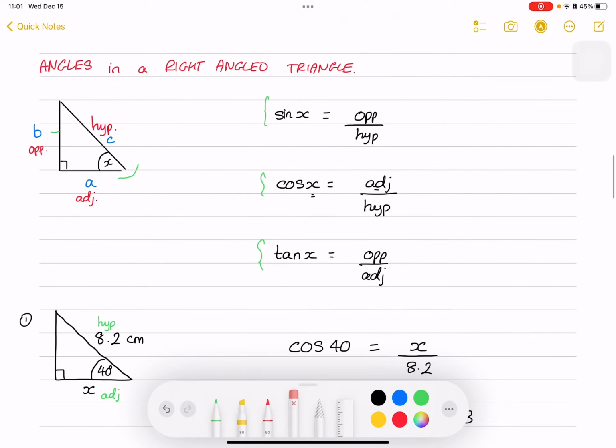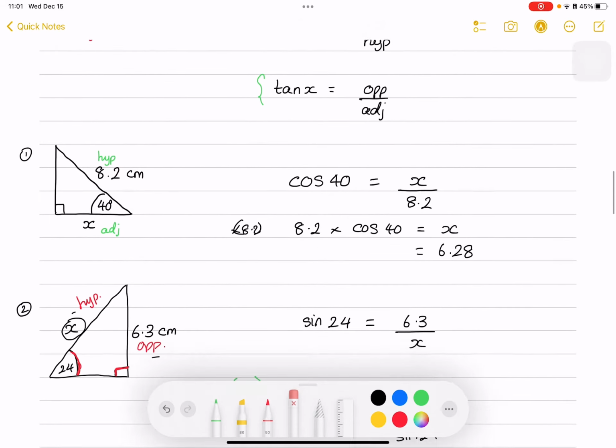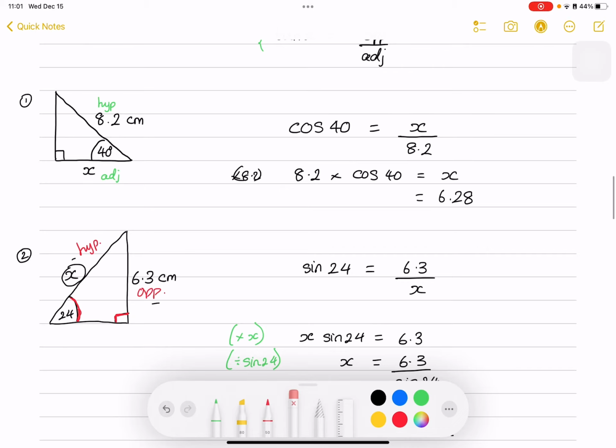Alright, the cosine, you take the adjacent and you put it over the hypotenuse. And finally, in the tangent, you take the opposite and you put it over the adjacent. So let's take a look at some examples as to how we can use this. In this first example, we need to identify what information was given to us first before they even ask us anything. So let's take a look.